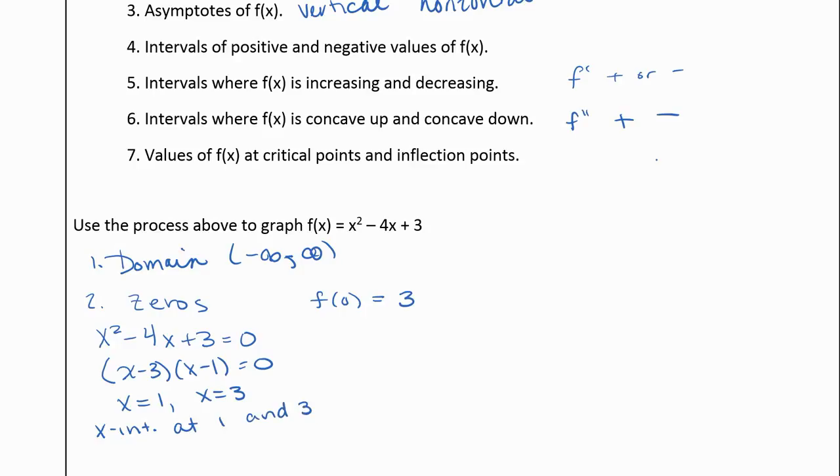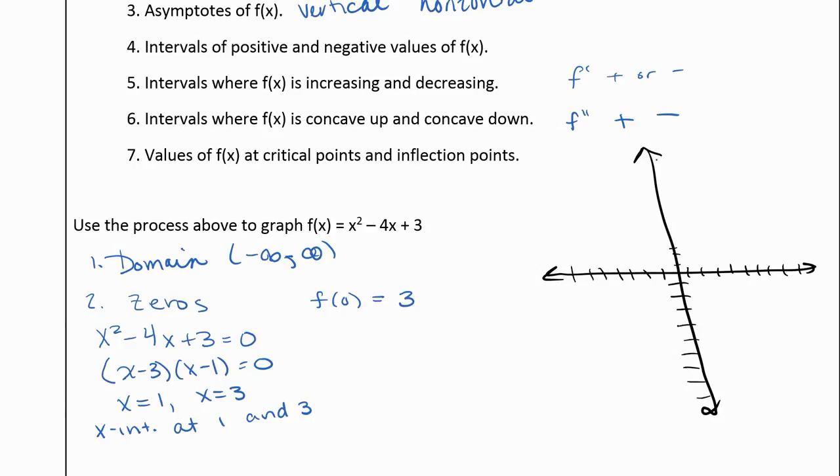So just by what we've done so far, let's start sketching a graph of our parabola. Okay, so we know the zeros are at 1 and 3, and we know f of 0 is 3, so our y-intercept is 3.